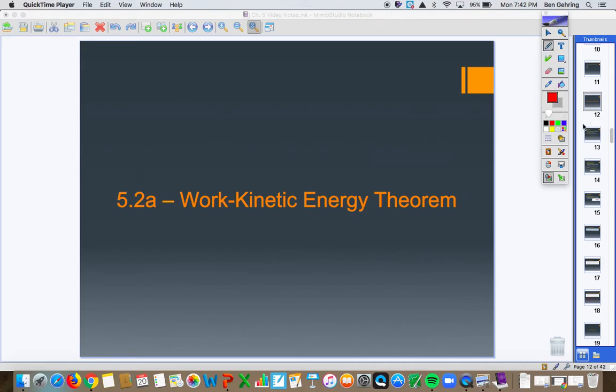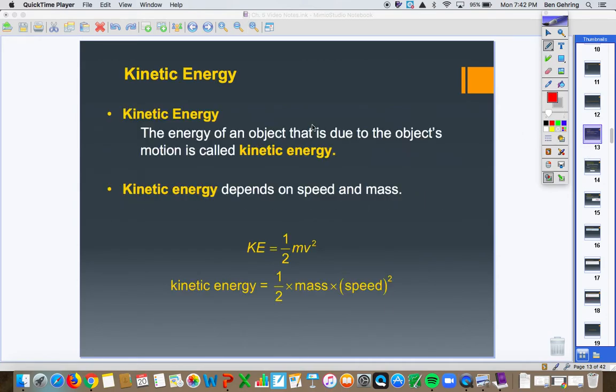So let's get started. Kinetic energy is the energy an object has due to its motion. So kinetic energy and motion go hand in hand. If something's moving, it has kinetic energy. It depends on two things. First, it depends on speed, which is the motion part, and second, it depends on mass. Something that has mass has to be moving in order to have kinetic energy.